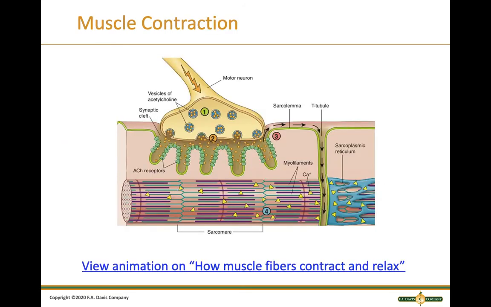And then the way the muscle fibers relax, when the nerve impulses stop coming, ACH is no longer released. The enzyme acetylcholinesterase will break down any remaining ACH, and calcium ions are pumped back into the sarcoplasmic reticulum. So with the calcium removed, troponin and tropomyosin prevent the myosin heads from binding to the actin, and the muscle fiber relaxes.